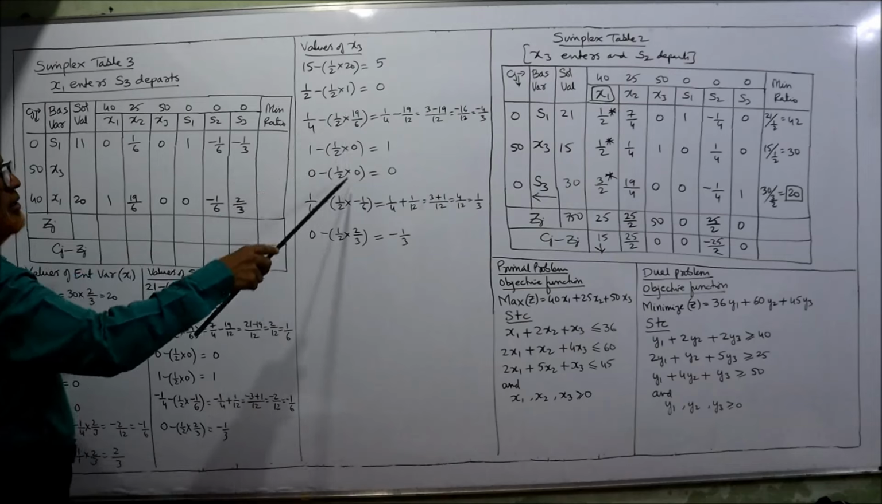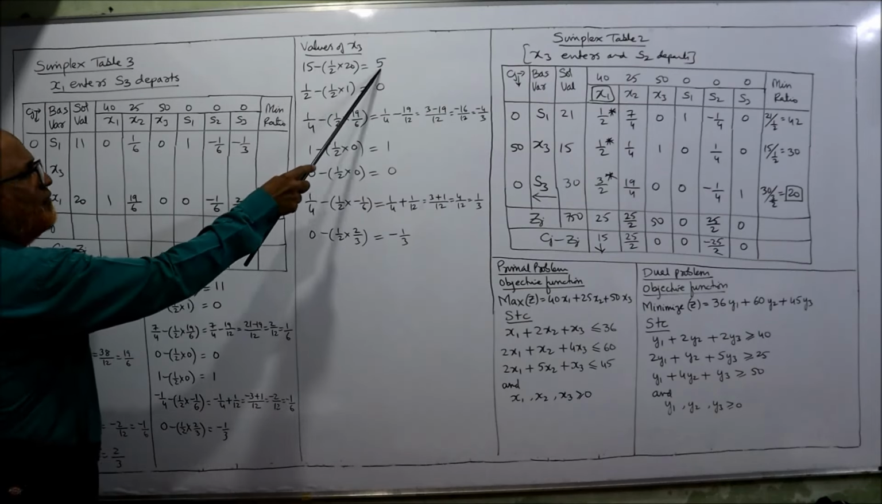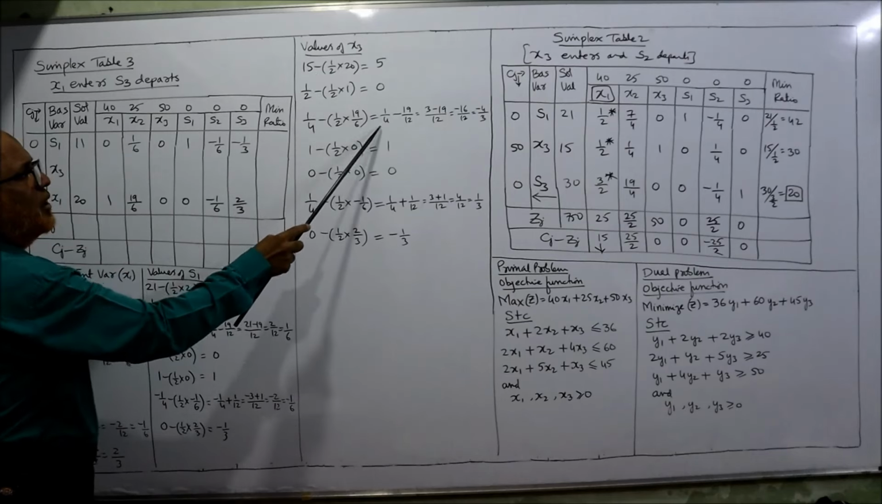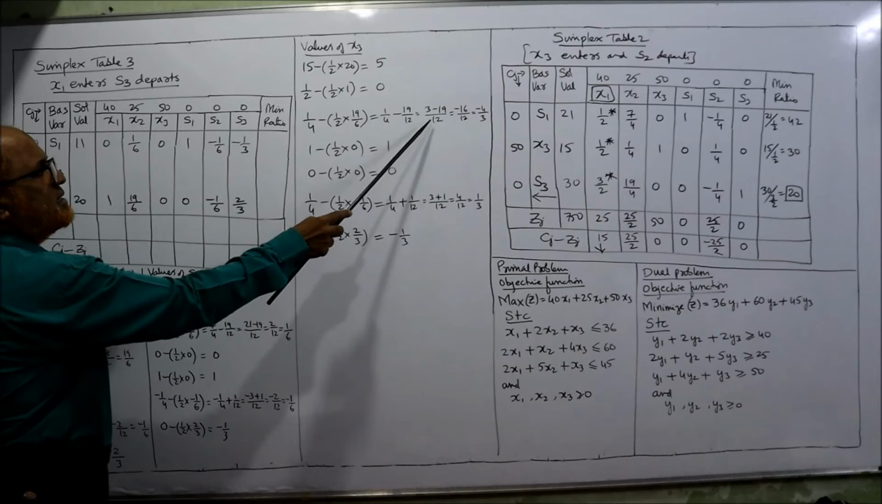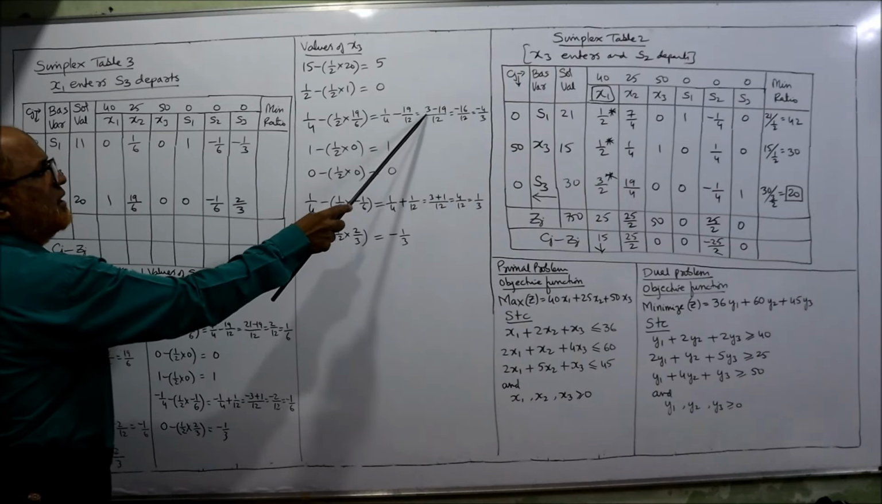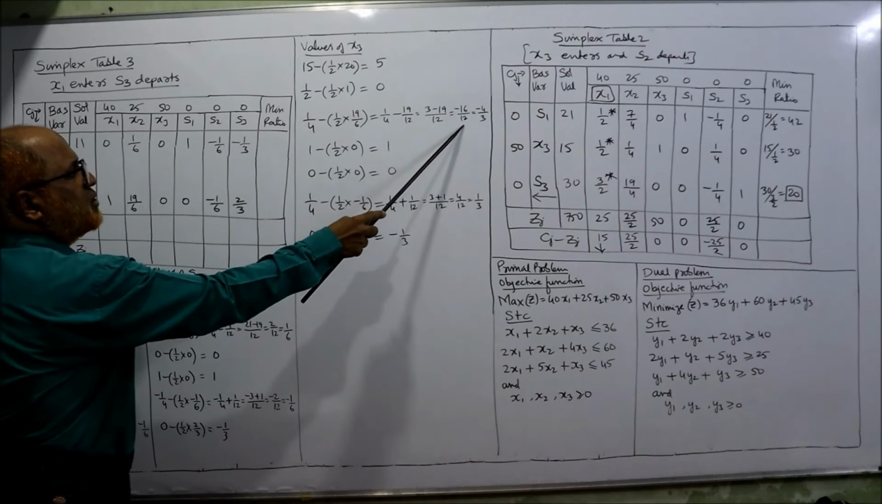So all the entering values are taken. So 20 into half is 10. 15 minus 10, 5. Half minus half, 0. 1 by 4 minus 19 by 12. LCM 12, 4 threes are 12, 3 times 3. Minus 19. So 3 minus 19 is minus 16 by 12.